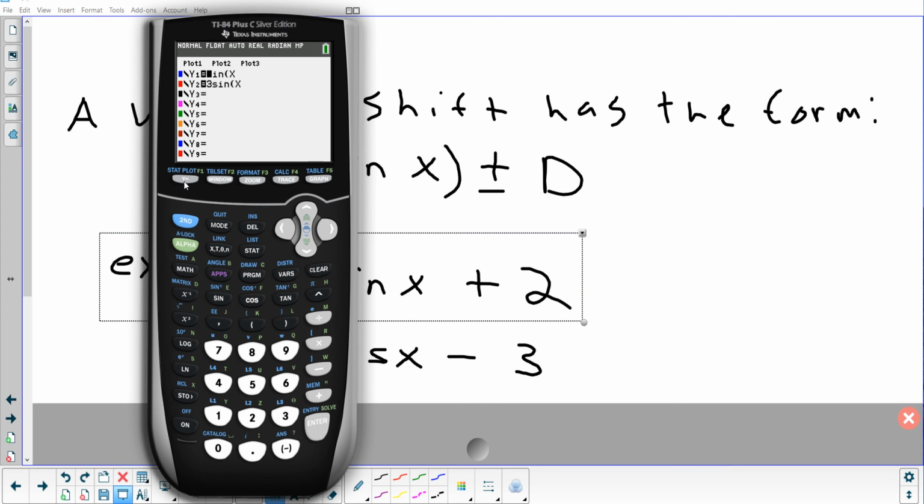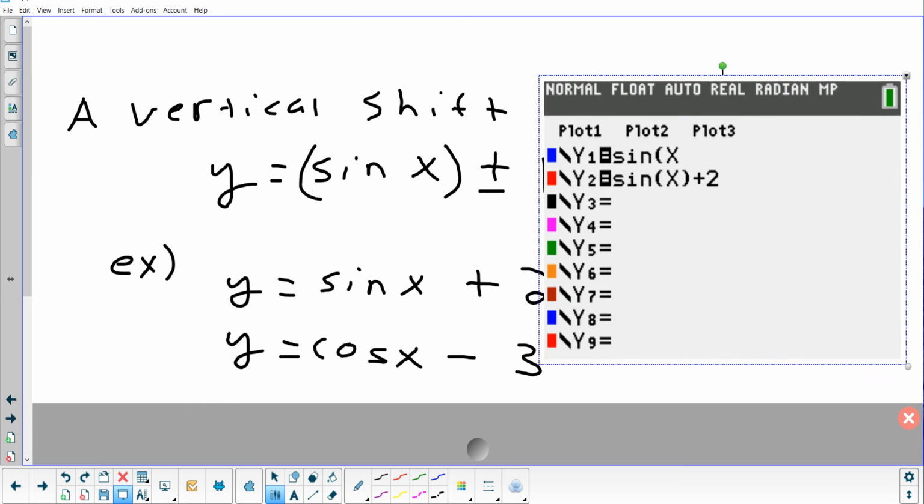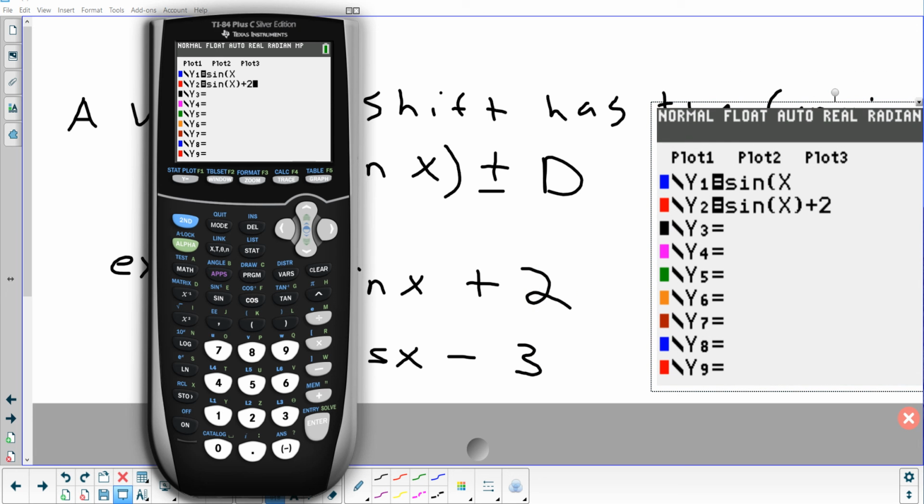So if I put in sine of x and then sine of x plus 2, I had to be careful. I closed the parenthesis so that plus 2 is on the end. If I hit graph, you'll see the original in blue, and then you'll see the new one in red. And the red one is going to move up 2.